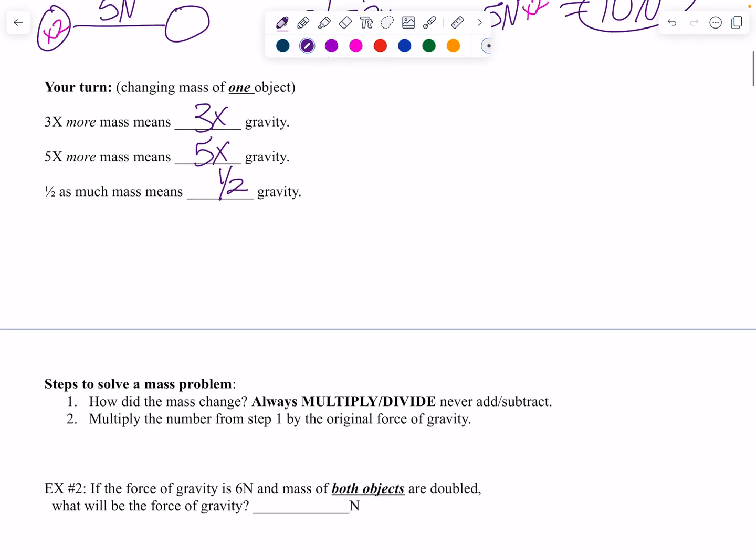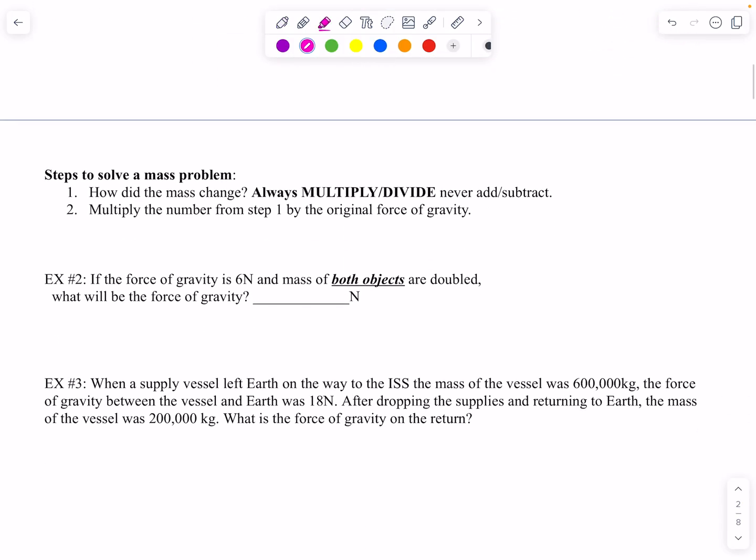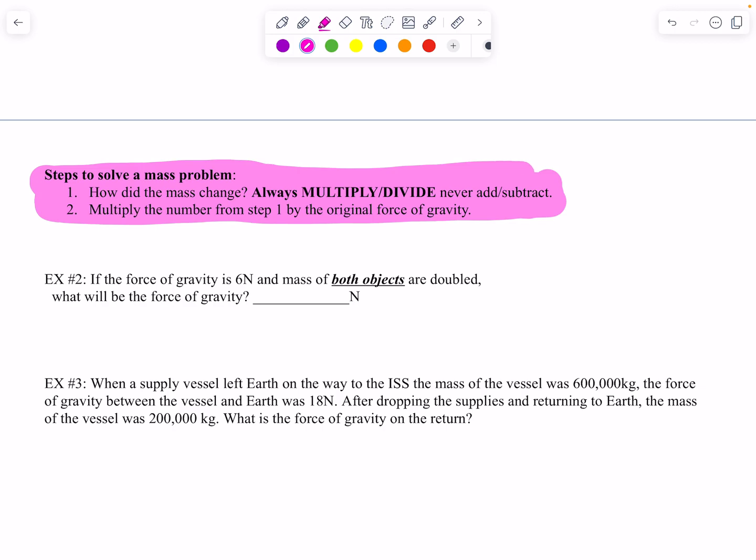Your problems, though, might not quite look like that. So we have simplified steps to solve the problem right here. I will always make sure that I figure out how the mass changed and that I'm always multiplying or dividing. I'm never adding or subtracting. And then I multiply whatever I get from step 1 by the original force of gravity.